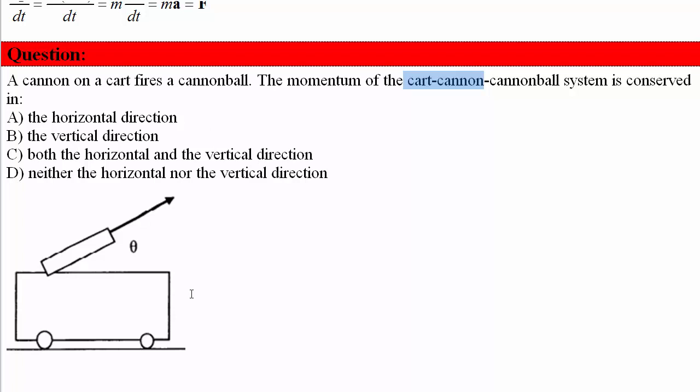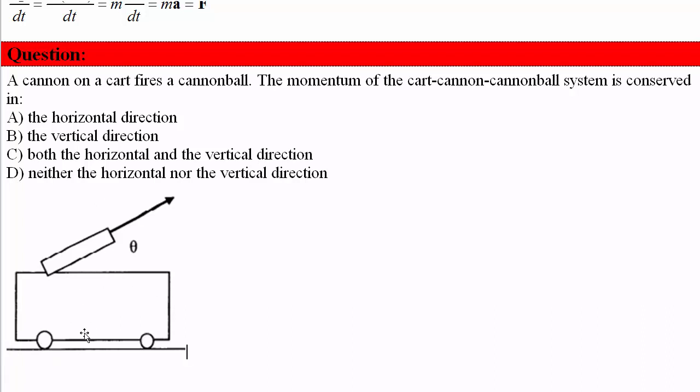What about the vertical direction? As the cannonball is firing, it puts a force downward on the cart, and flies off in this direction. While that's happening, the cart is acted on by the normal force. If there was no ground, the cart would fly off in the opposite direction. But it doesn't do that because the ground is there. Imagine there's no normal force, no gravity, the cart would fly the opposite direction.